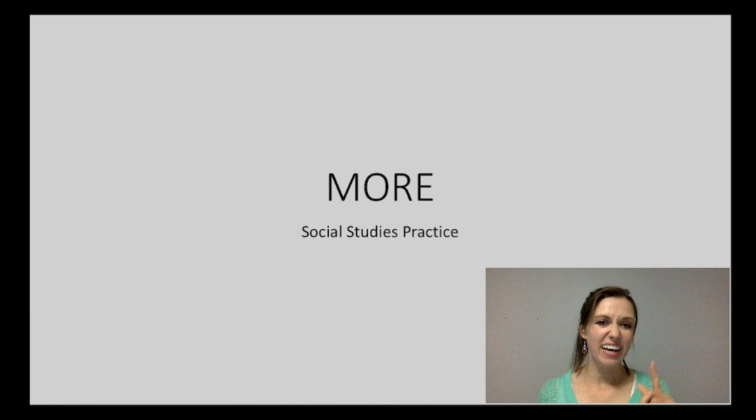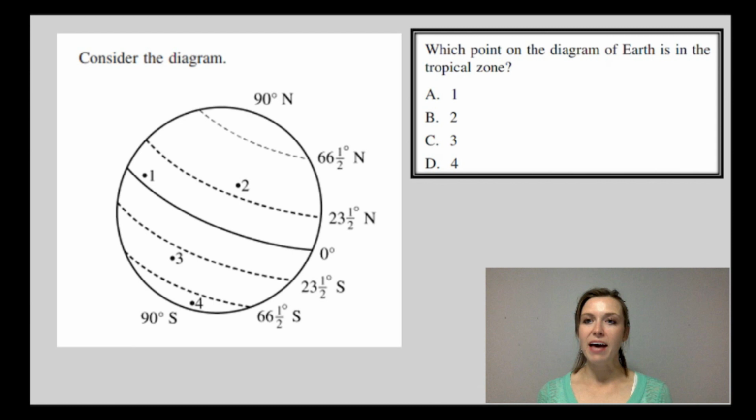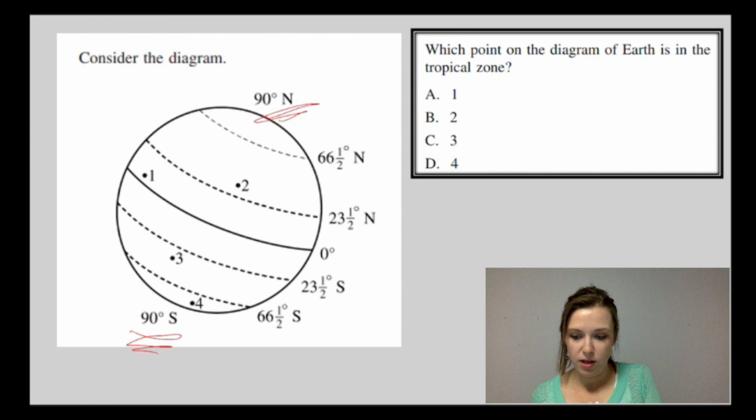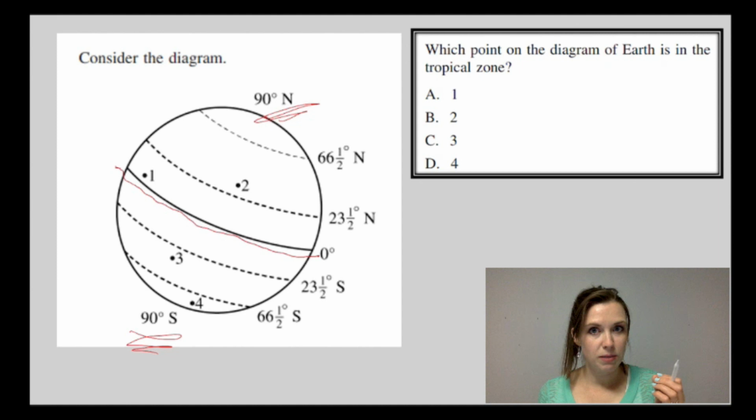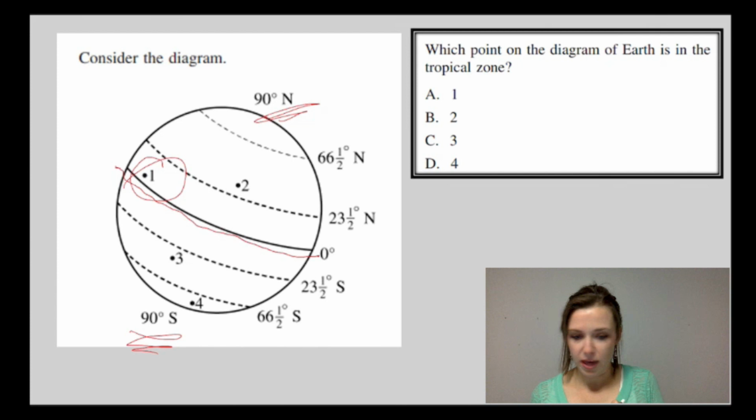Okay, so here we have a picture of the Earth, and as you can see, it is tilted. So at what point on the diagram of the Earth is in the tropical zone? Okay, so we know the Earth, right? We know that up at the top here, that's the North Pole. Down here is the South Pole. And then along this line here is the equator. And does the equator tend to be a little bit warmer, tropical? Yeah. So which one here would be in the tropical zone? Which one is closest to the Earth equator? Looks like we have one here, which means A is the answer.